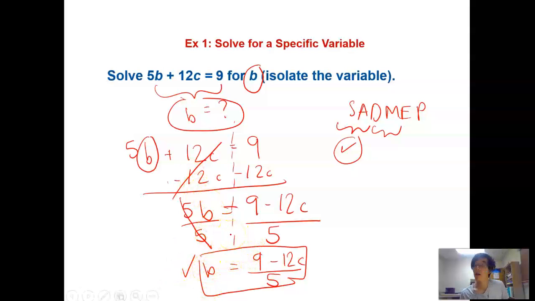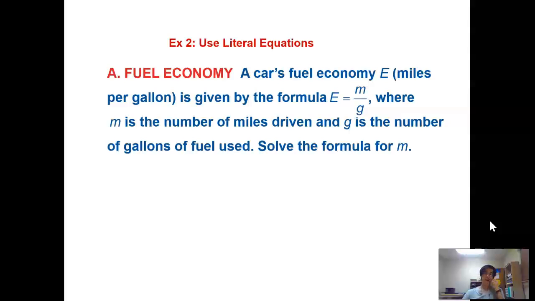And let's look at now a word problem and why this might be useful when we're solving and manipulating formulas and variables around. Okay, you're looking at fuel economy. A car's fuel economy, E, in miles per gallon, is given by the formula E equals M over G, where M is the number of miles driven and G is the number of gallons of fuel used. Solve the formula for M.